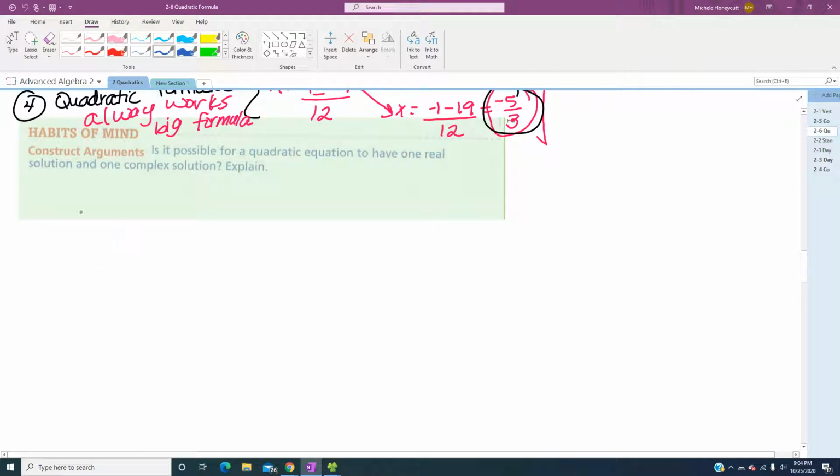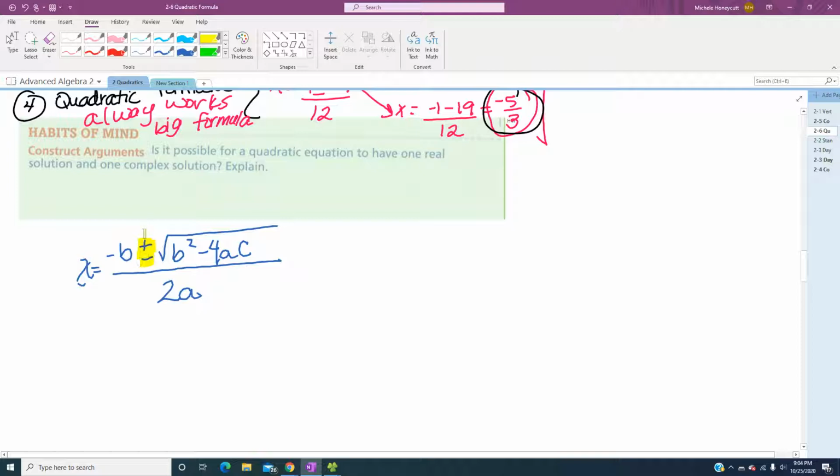Okay, so here we go. Let's look at the quadratic formula. X equals negative b plus or minus the square root of b squared minus 4ac, all over 2a. So when we've been working on this, we've been getting two solutions. And we end up getting two solutions because of the plus or minus right here.